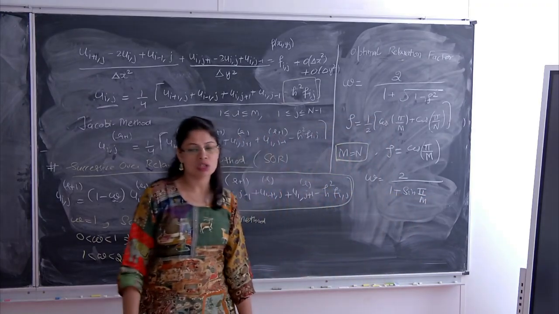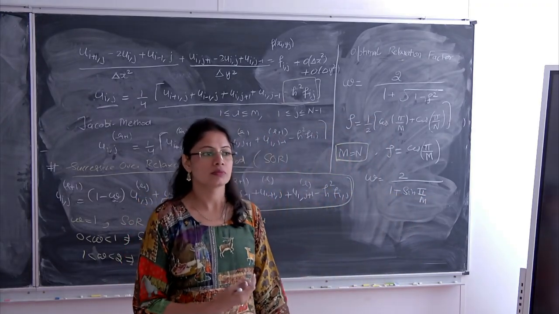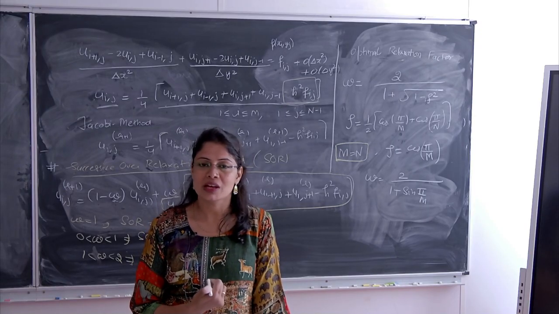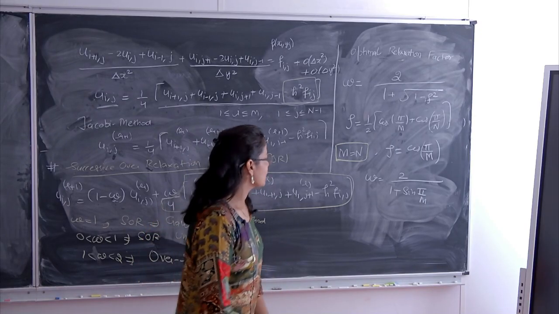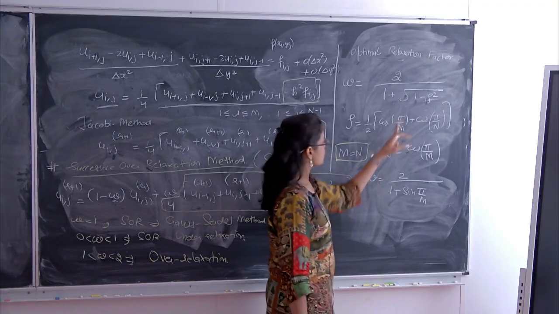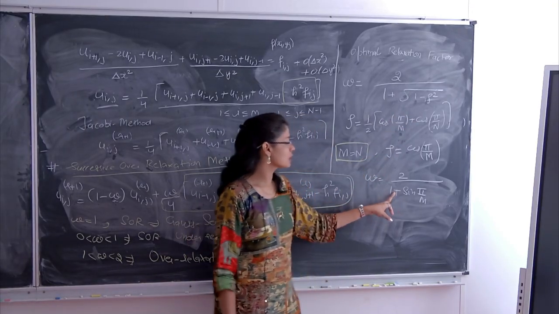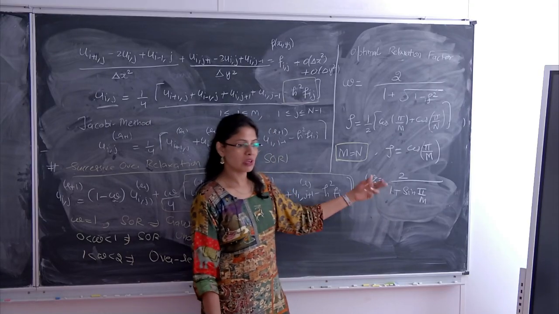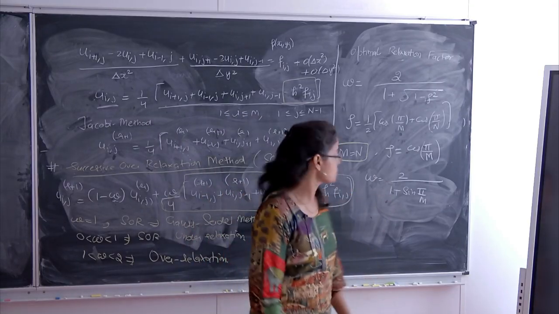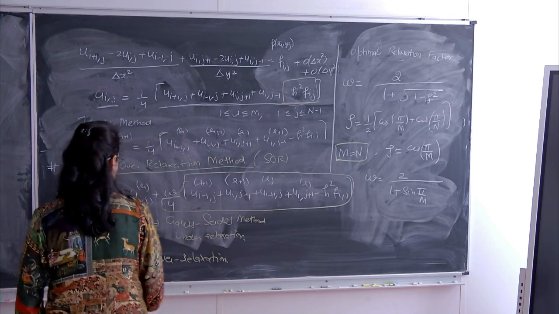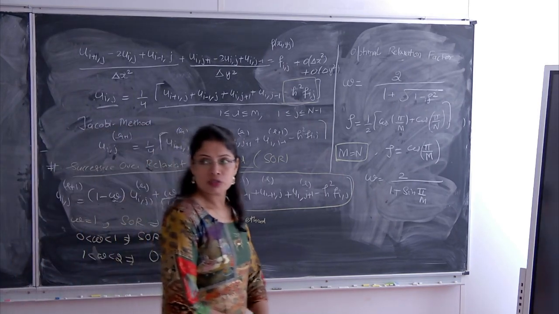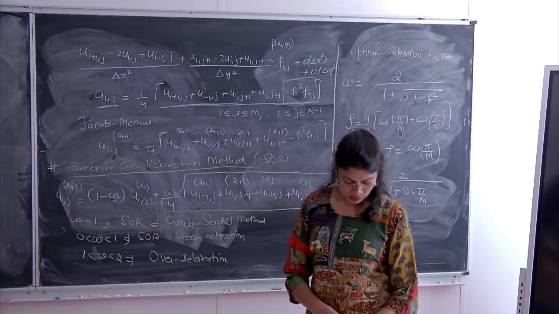So in any question, whatever number of partitions or subintervals is given to you, that is your M. Choose that value, find the value of rho, then put it in that formula, and you can find the optimal value of omega for which you will get a better solution. Okay. So this is your successive over relaxation method. If you have any doubts up to here, you can ask me.